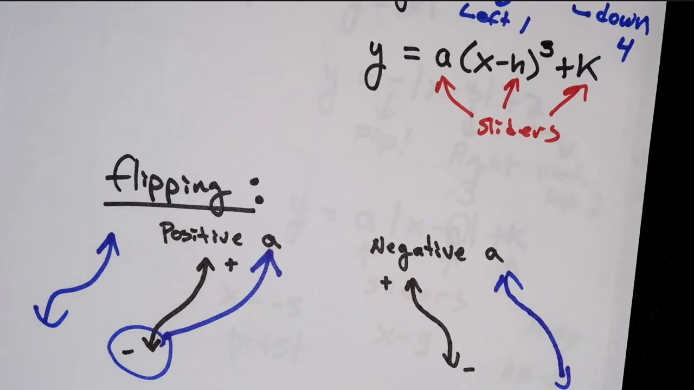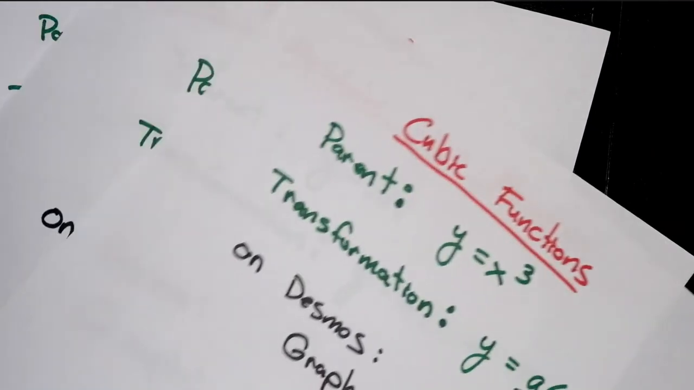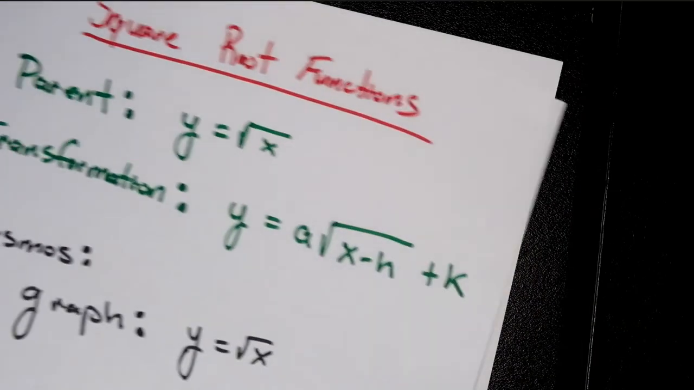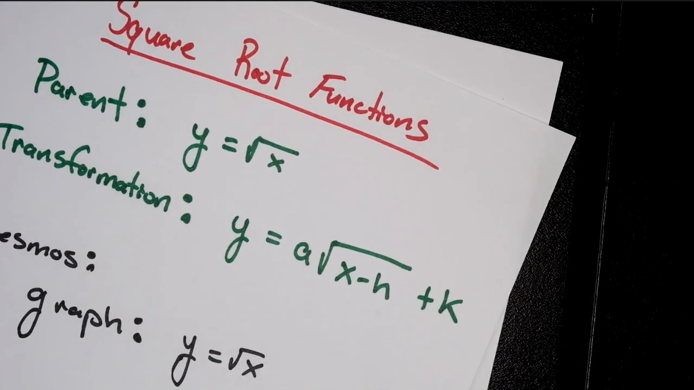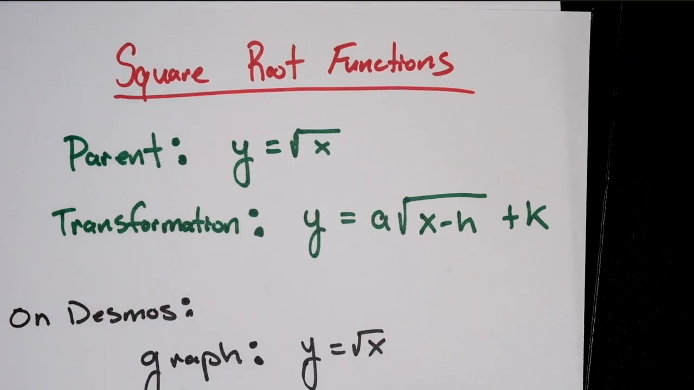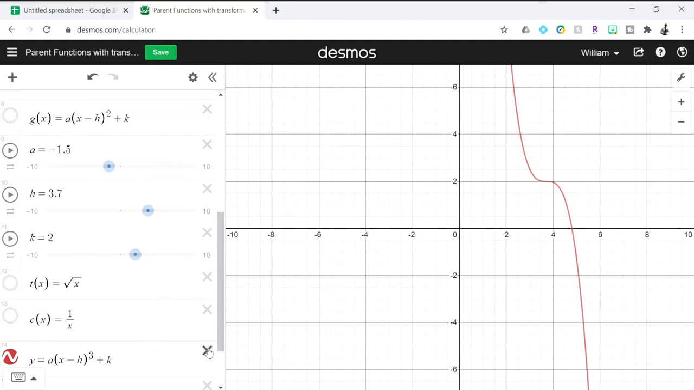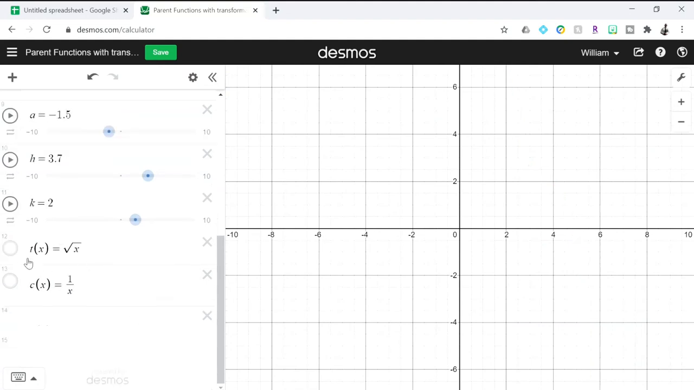All right, let's look at another parent function here, and this one's going to be the square root function. Let me move these off. So our square root function looks like this. We've got y equals the square root of x. If you're not familiar with it, let's move it to Desmos here and type it in. I've actually got it typed in right here. That's what it looks like. Notice its domain starts at 0 and goes towards positive infinity.